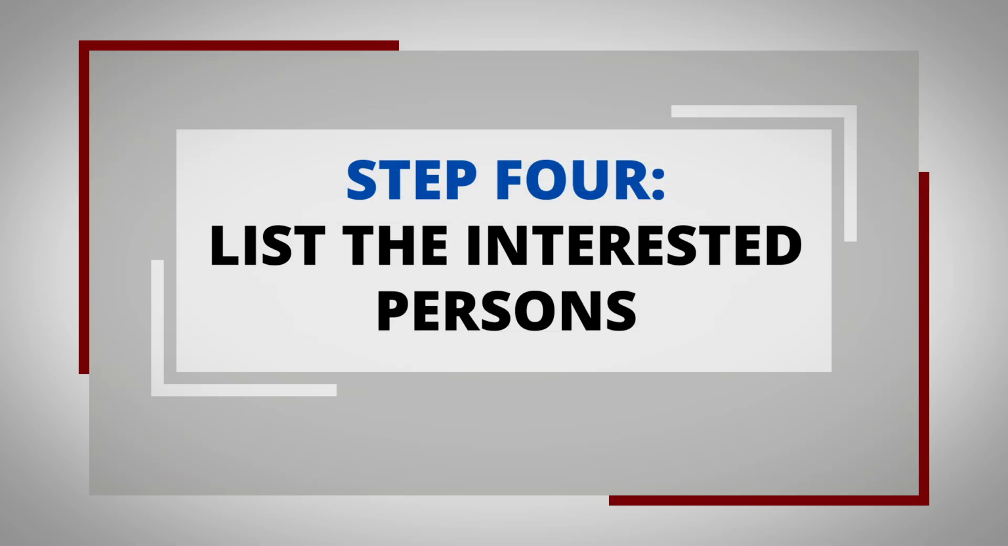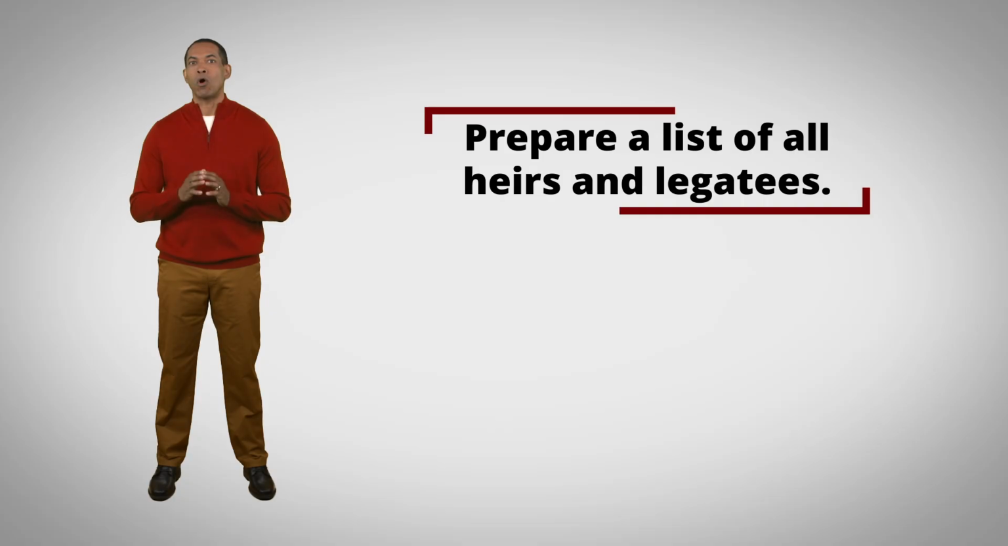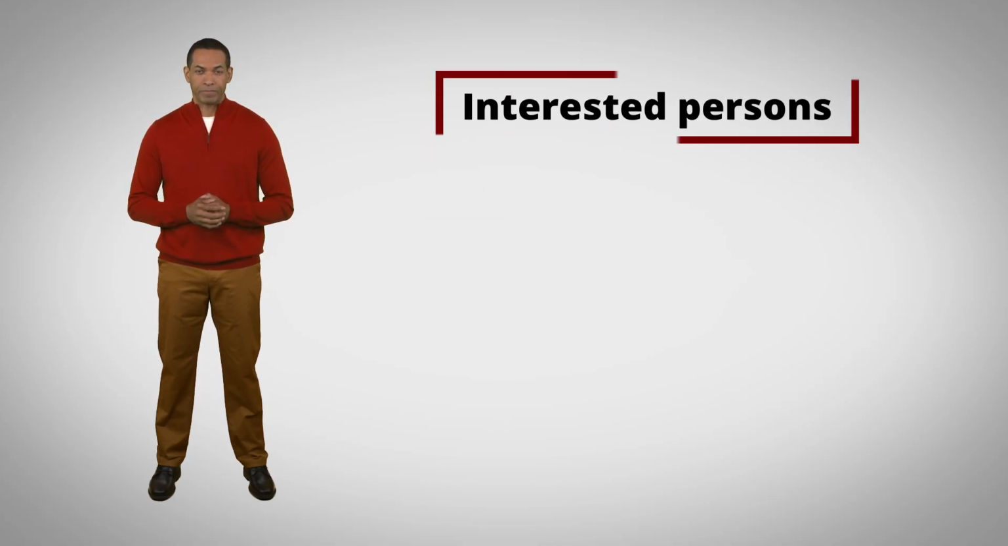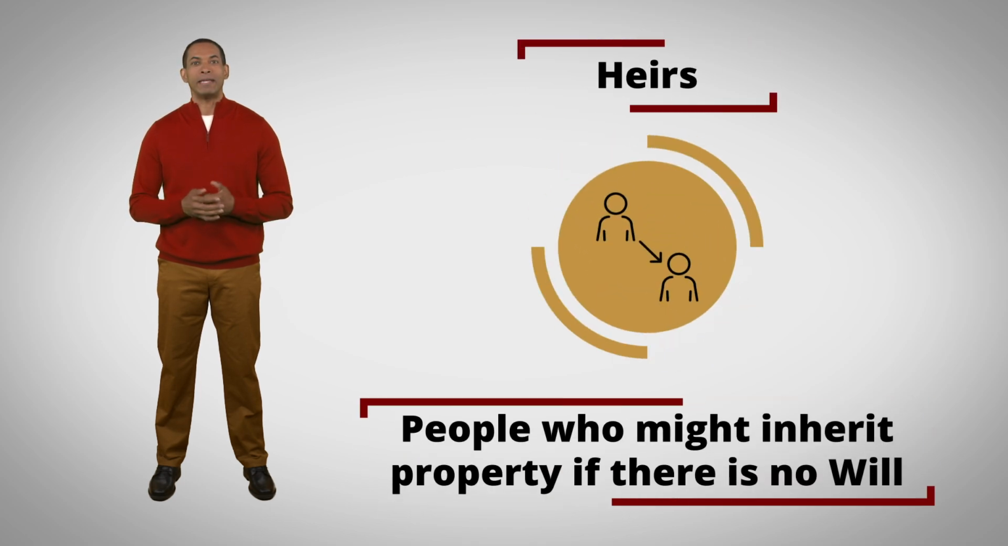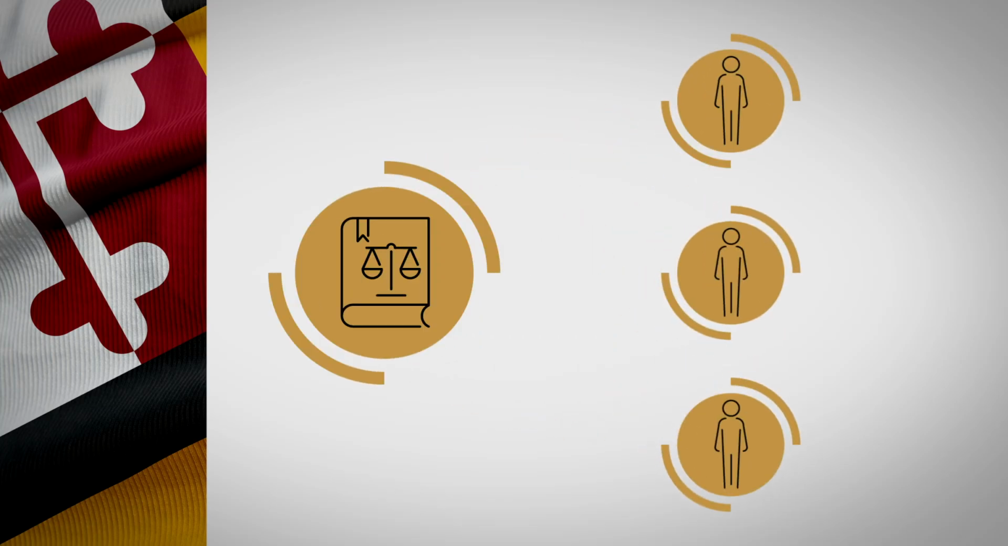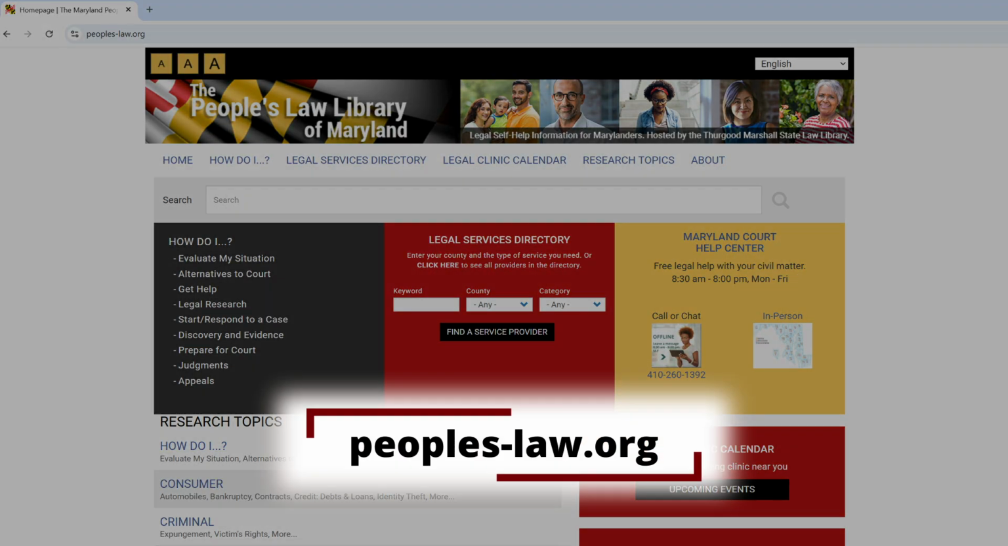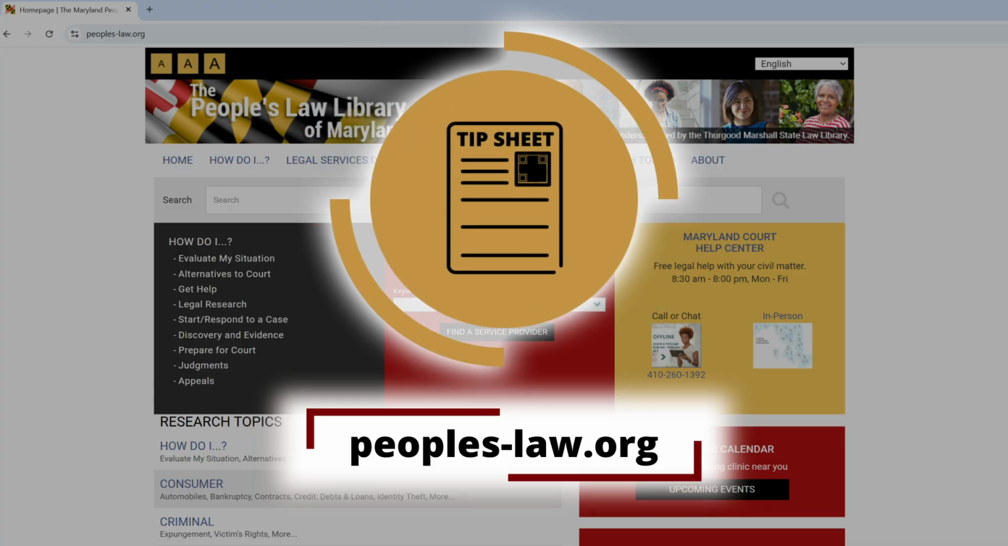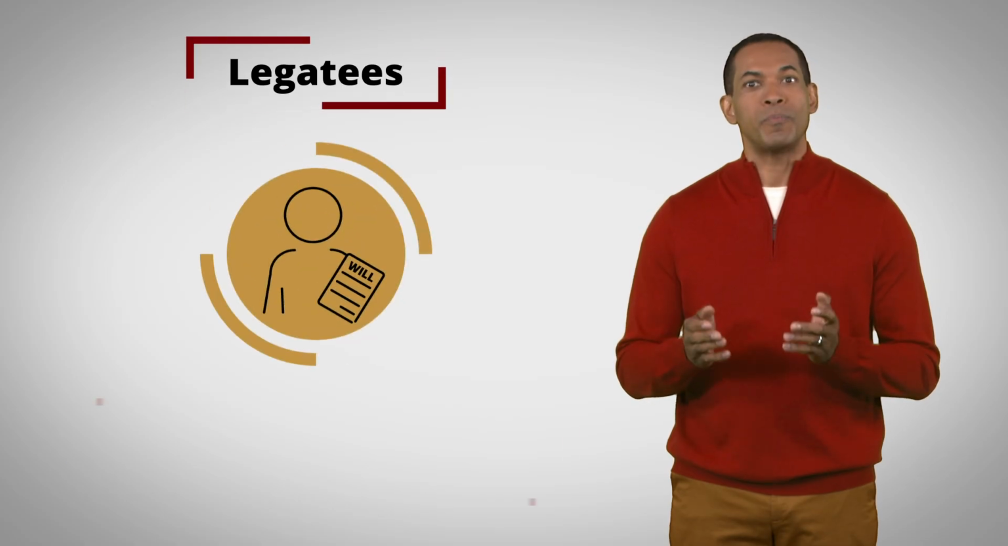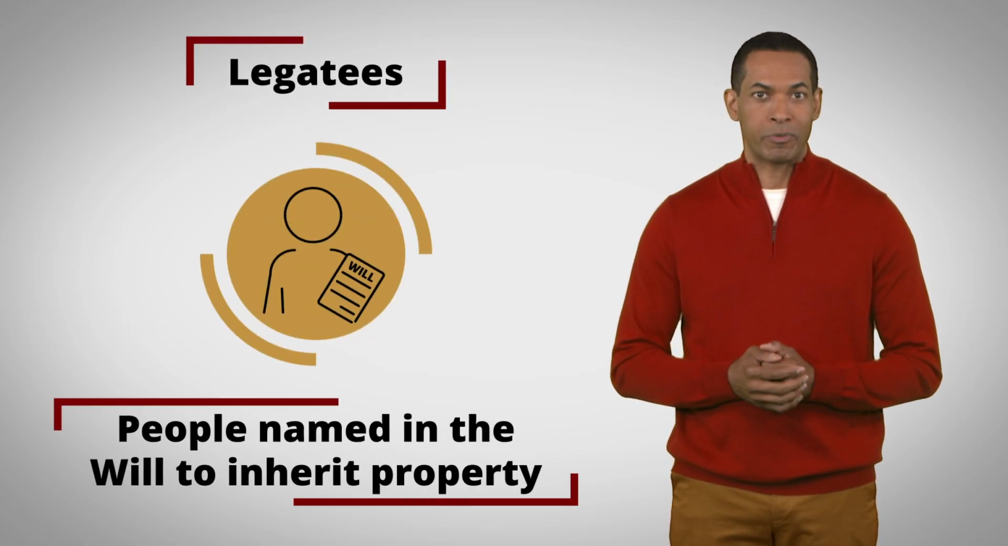List the interested persons. Prepare a list of all heirs and legatees. They are the interested persons. Heirs refers to the people who might inherit property if there is no will. Maryland law defines who the heirs are and which heirs are in line to inherit first. For information on who is considered an heir under Maryland law, visit peoples-law.org or see the tip sheet accompanying this video. Legatees are the people named in the will to inherit property.